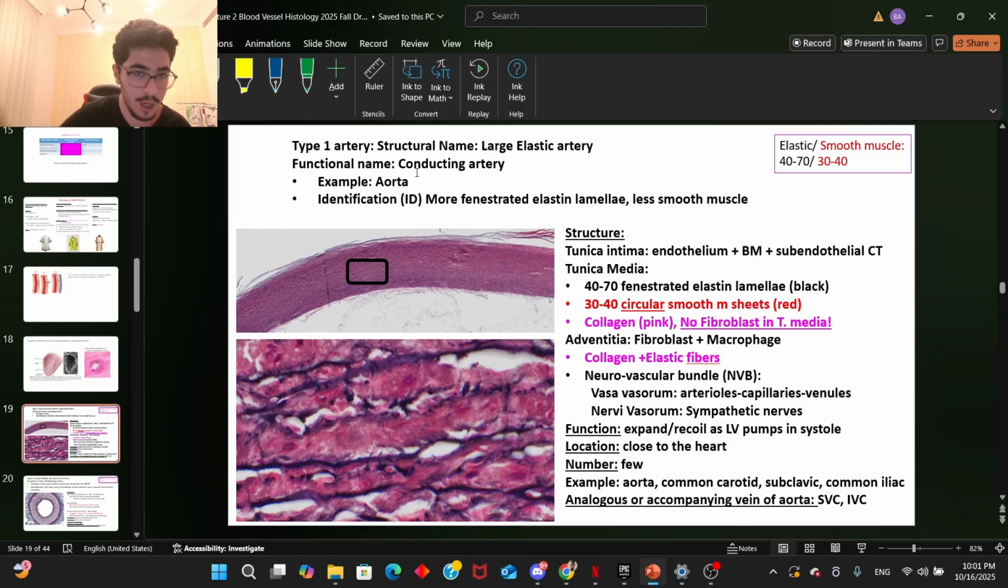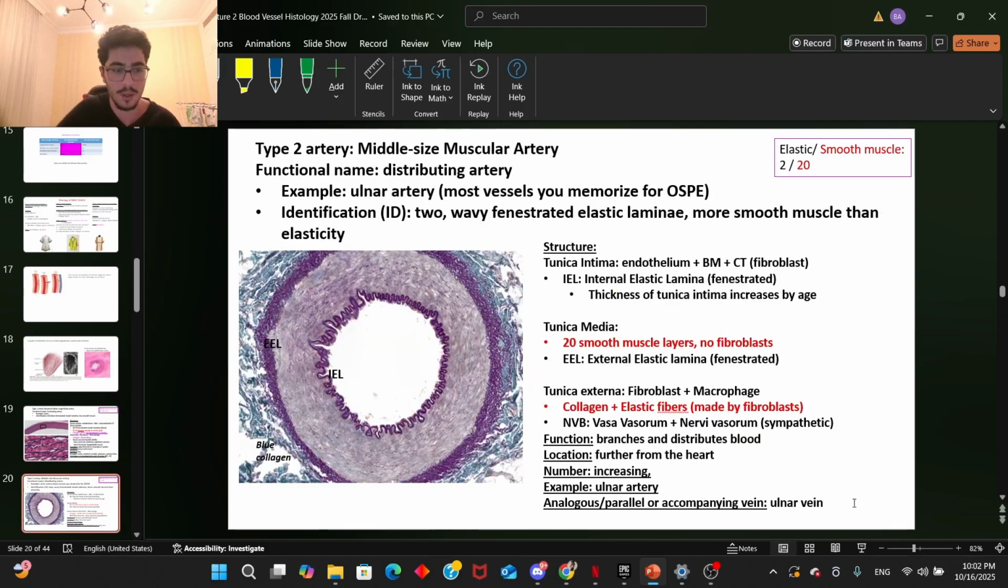Then the number of large elastic vessels is very few, okay? There's only a couple. Examples are like left common carotid, common iliac, subclavian, all the arteries that you can almost see microscopically. Now, the accompanying veins, what do we mean by accompanying veins? I'm going to go into more detail about what accompanying veins mean, but the accompanying veins are the superior vena cava and inferior vena cava. We're going to get into that more though, don't worry.